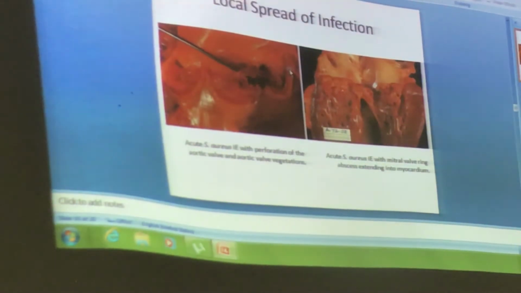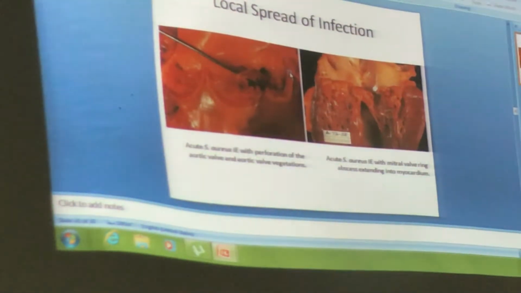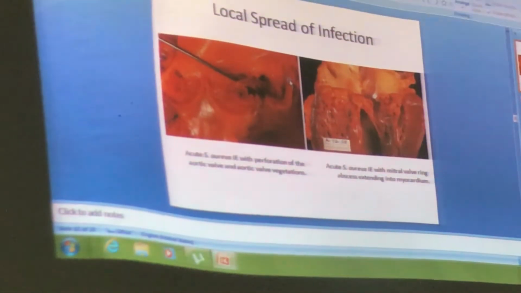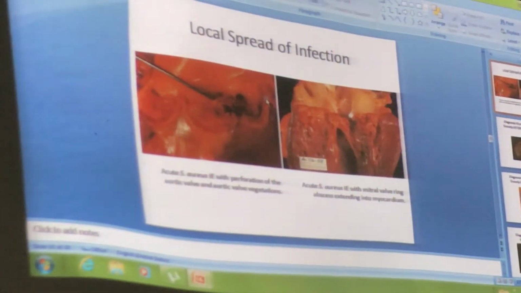How have they added this? Do they give this? And how do you know it is acute Staph aureus infective endocarditis? Yes, just from the slide, you know it is Staph aureus. It's a stupid slide.